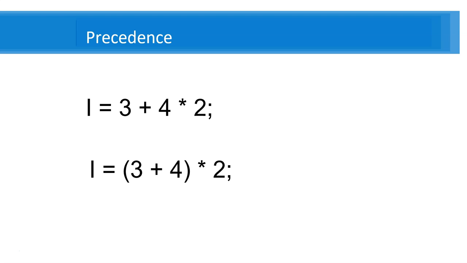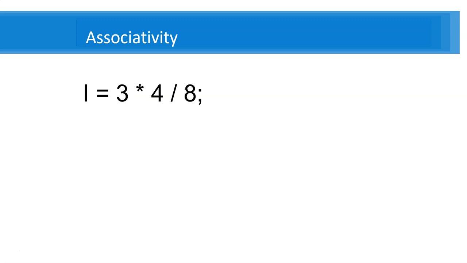But if brackets come in, brackets take a higher precedence than any of the other operators. So in the second case, 3 plus 4 is within brackets, so it does that first. So 7 into 2, 14 would be the answer. This is precedence. In case of associativity, let's take this example.